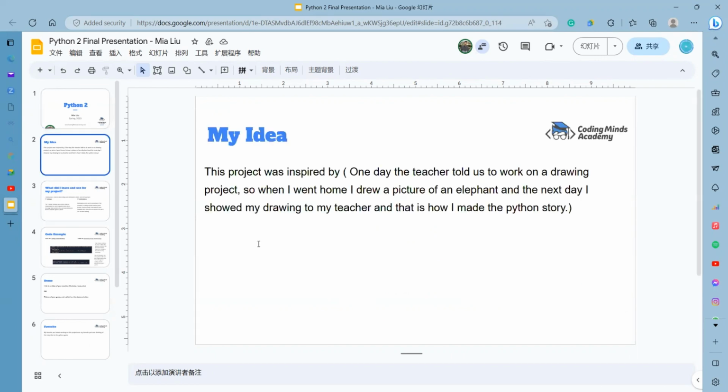This project was inspired by one day the teacher told us to work on the drawing project. So when I went home, I drew a picture of an elephant, and the next day I showed my drawing to my teacher. And this is how I made the Python story.